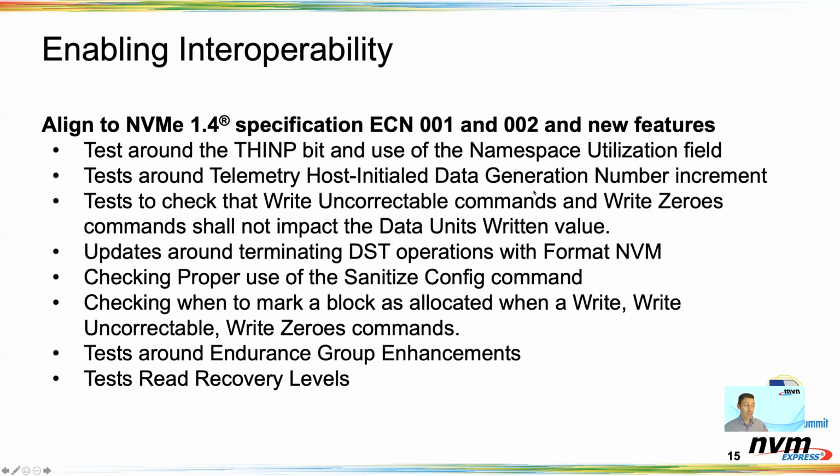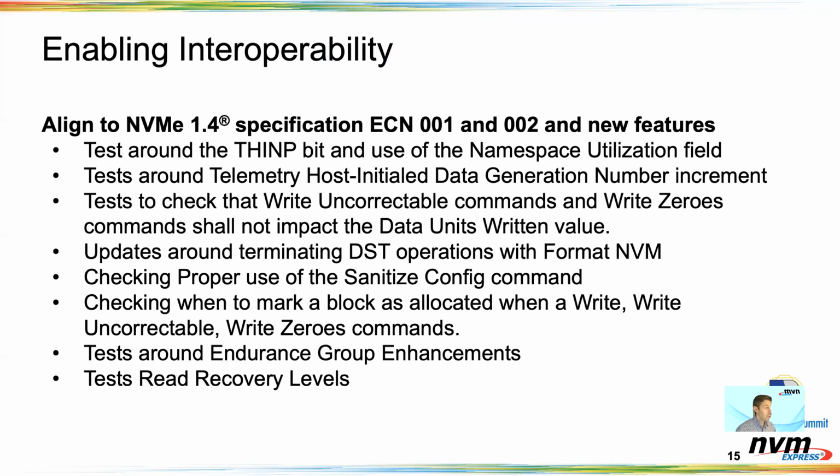Again, these are a high-level review of some of the test cases. If you're interested in any one of those features in particular, or any of those test cases, definitely dig into the test plan. And now to NVMe 1.4. So there's a couple errata that we addressed here in our updates, and some new features as well. So new tests around the thin p bit, and then how that affects the use of the namespace utilization field.